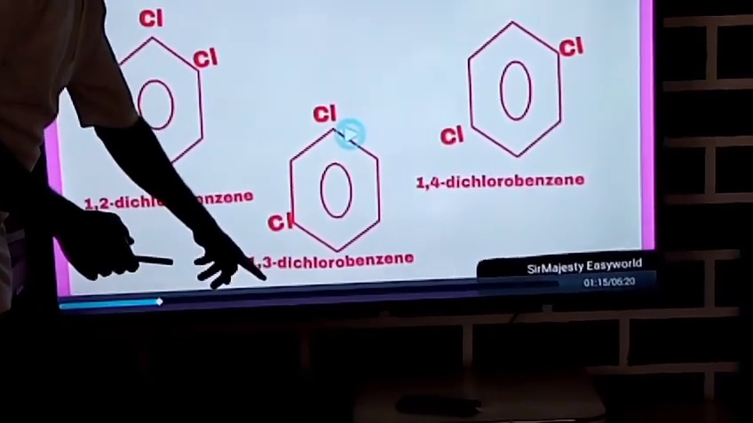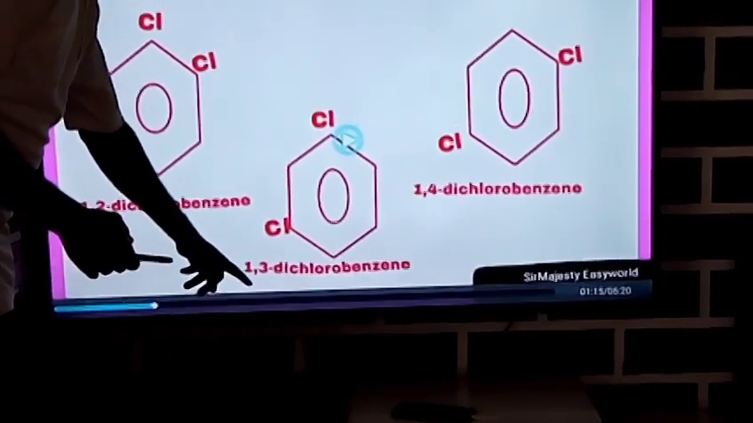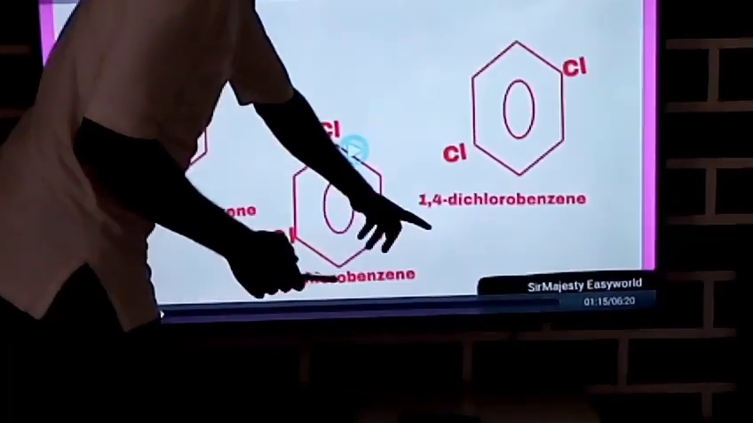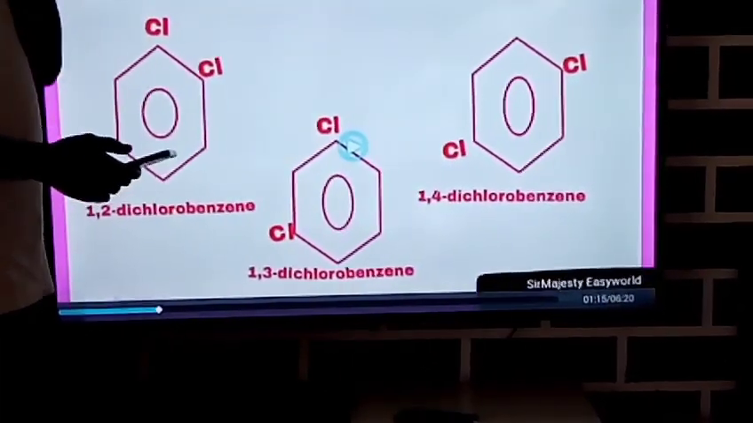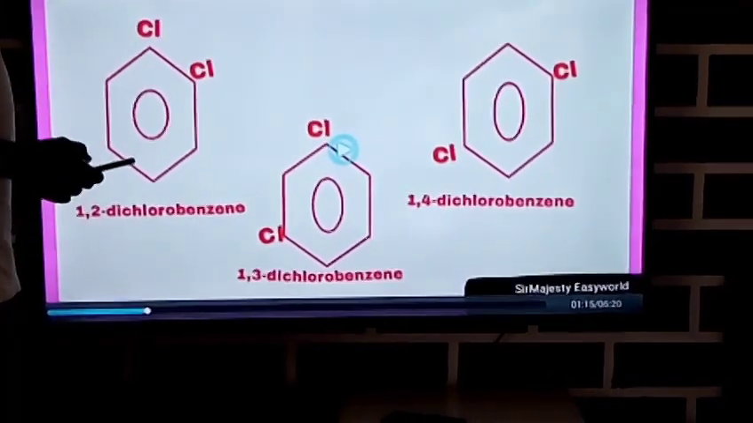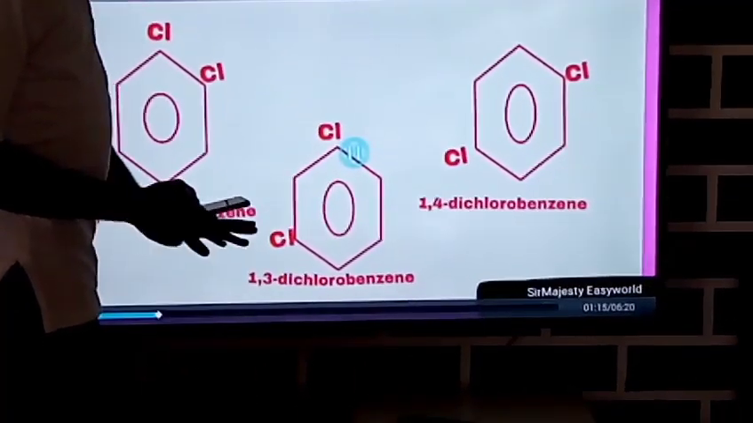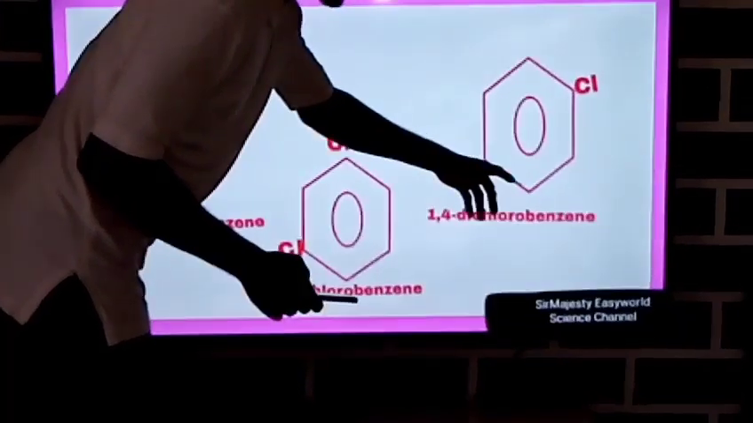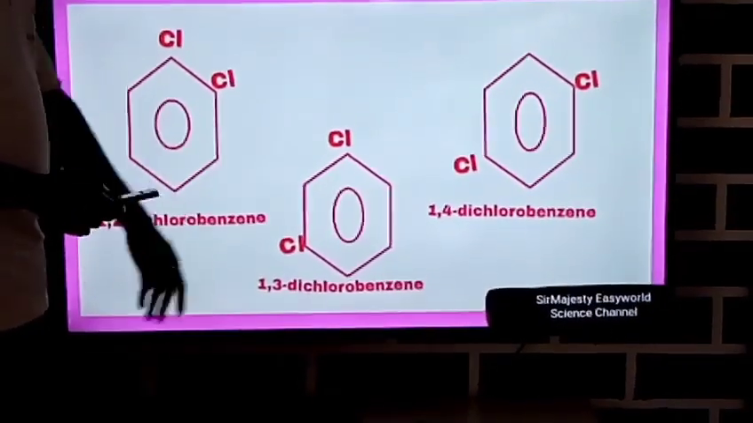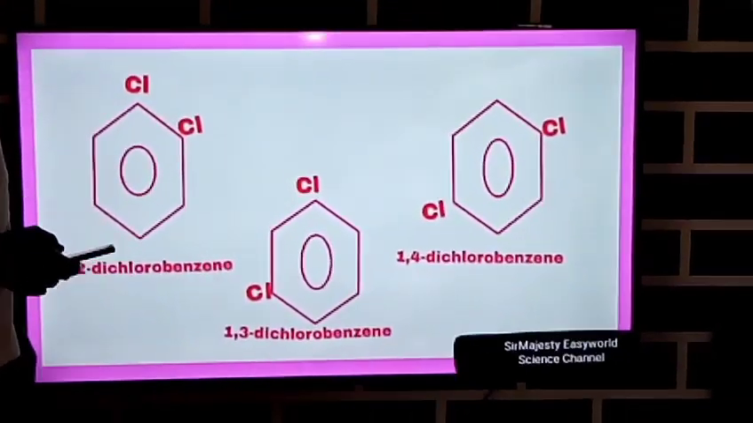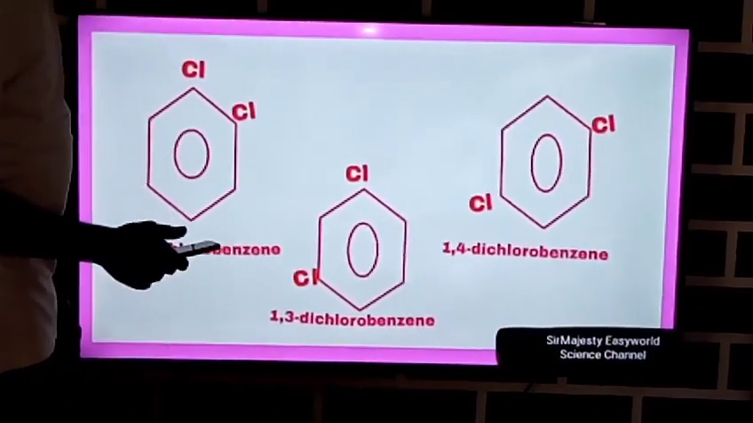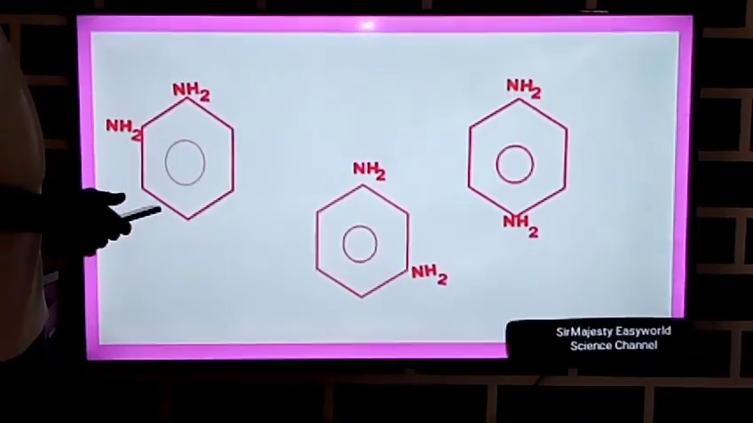Here you replace the 1,3 with M because 1,3 means meta. So this is M-dichlorobenzene, while this is now P-dichlorobenzene because 1,4 represents para. Okay, that's it. See their positions 1, 2, 3, and 4. This para compound, this meta compound, and this ortho compound. So let's see the next example.